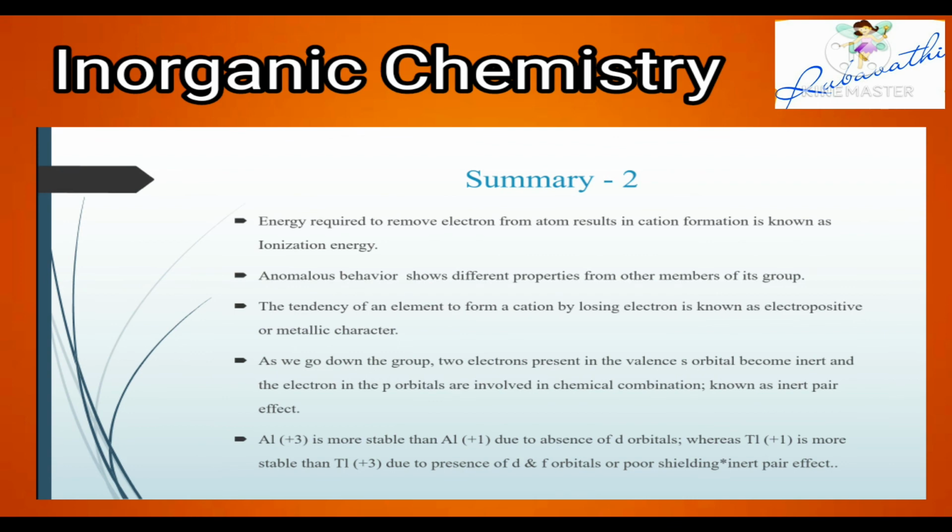In p block elements, with increasing atomic number, atomic size decreases, ionization energy increases and metallic character decreases, or atomic size increases, ionization energy decreases and metallic character increases going down. As we go down with increase in atomic number, the 2 electrons present in the valence s orbital become inert, and only the 3 electrons present in the outermost p orbital are involved in chemical combination, known as the inert pair effect. In p block elements, groups 13 to 16 exhibit the inert pair effect, observed in heavier post-transition metals.